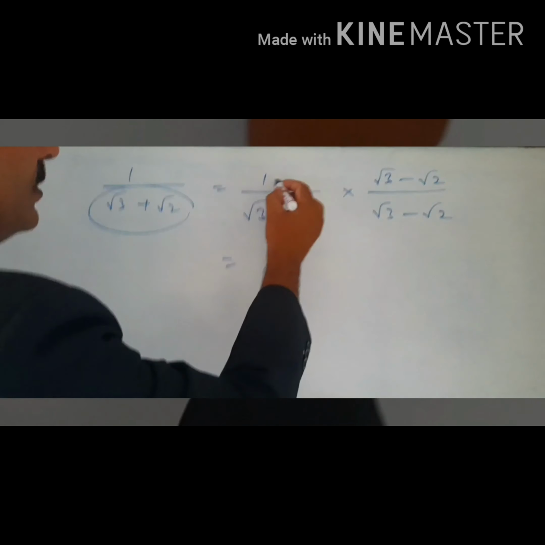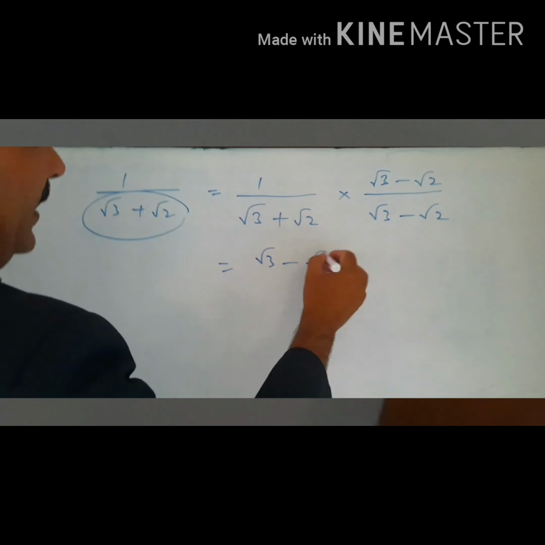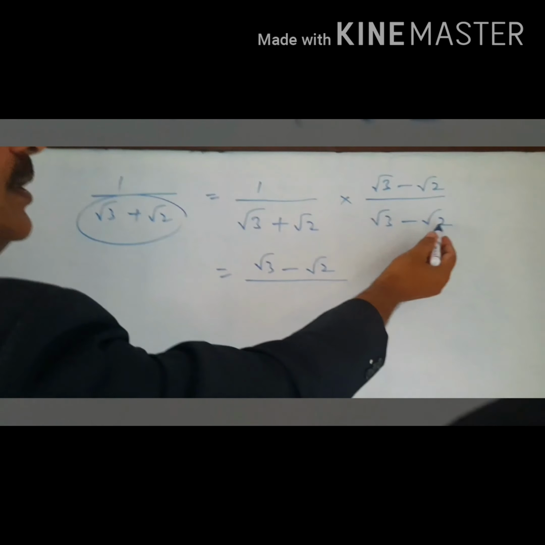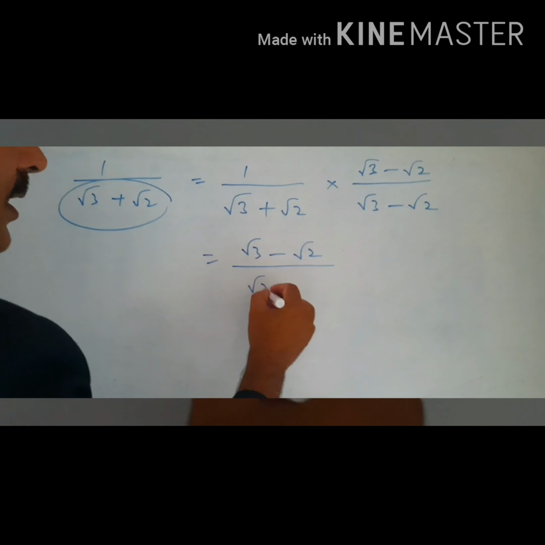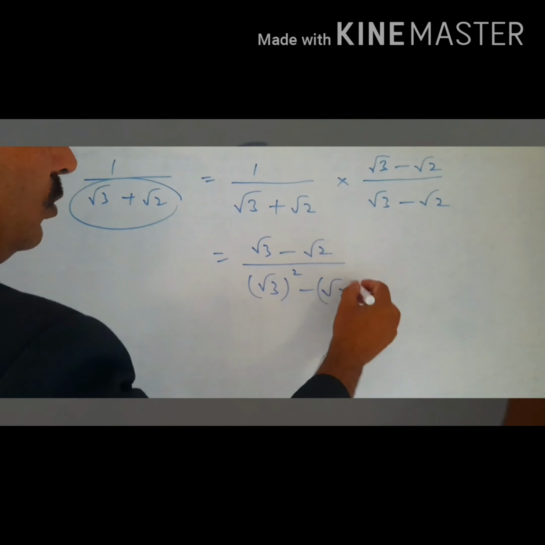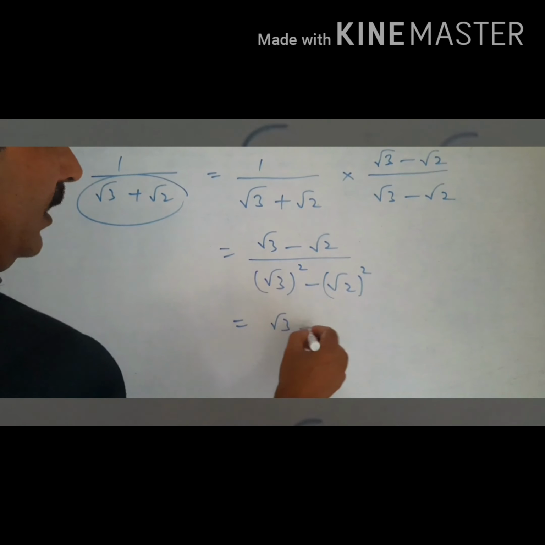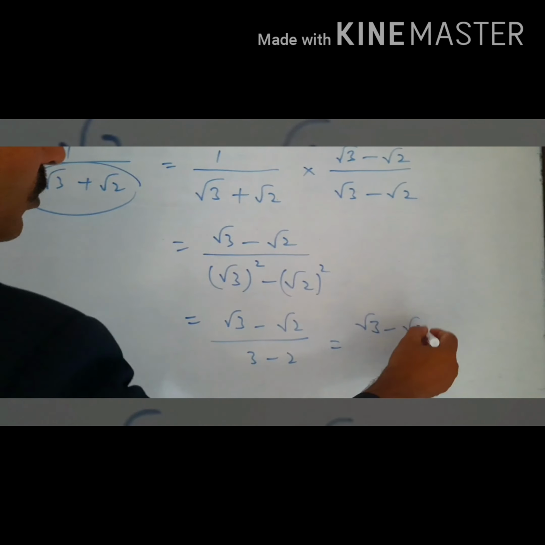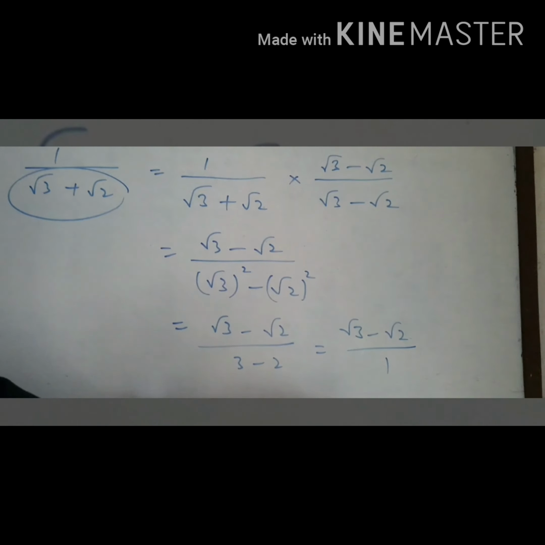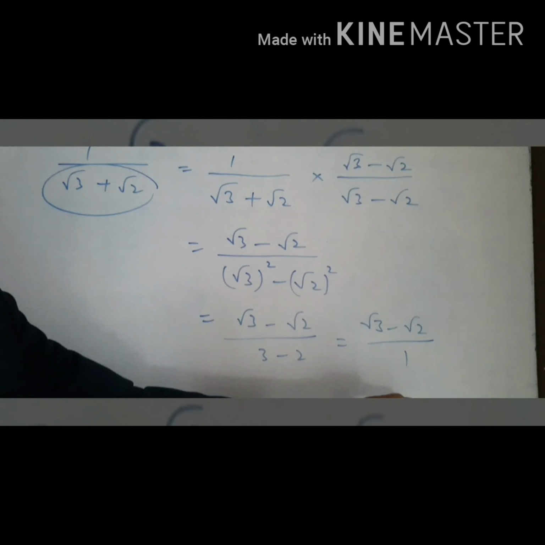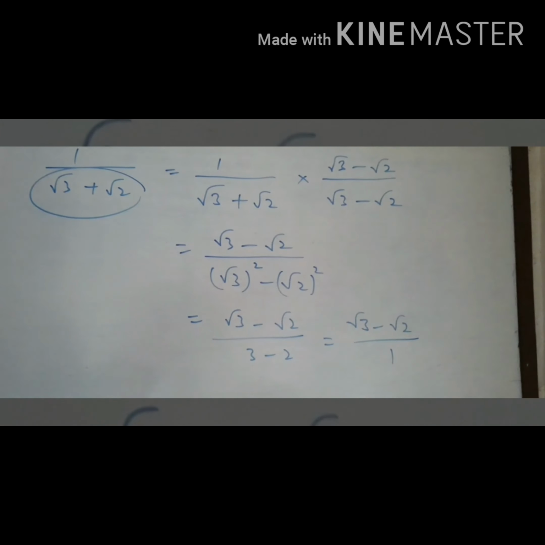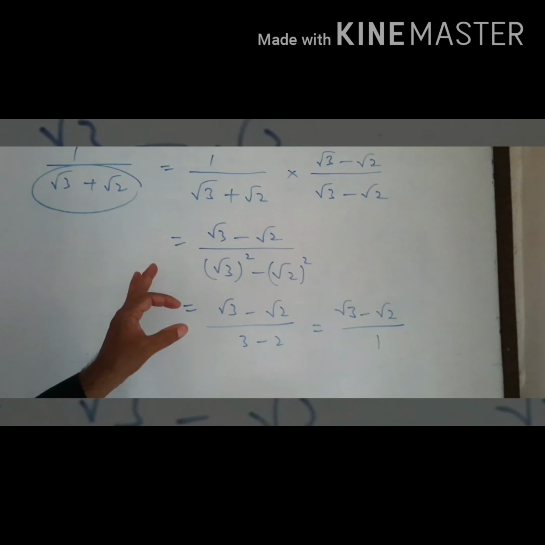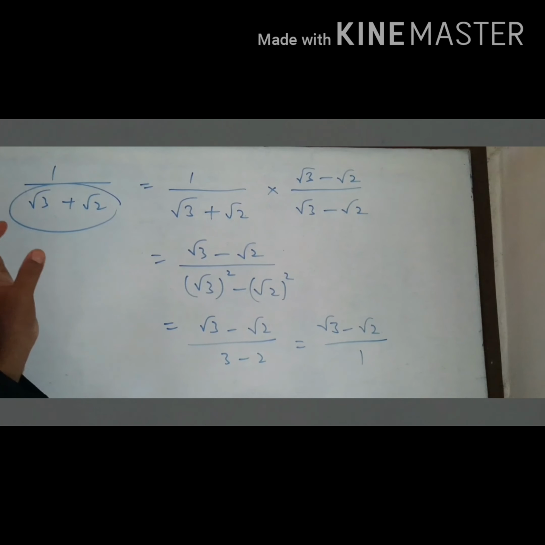Now this is 1 into root 3 minus root 2 by the lower term. You see, (a plus b)(a minus b) is a square minus b square. Root 3 square minus root 2 square gives you root 3 minus root 2 by 3 minus 2, that is root 3 minus root 2 by 1. Now you have got a rational denominator, numerator irrational. So this is how we have to rationalize the denominator of a fraction like this.